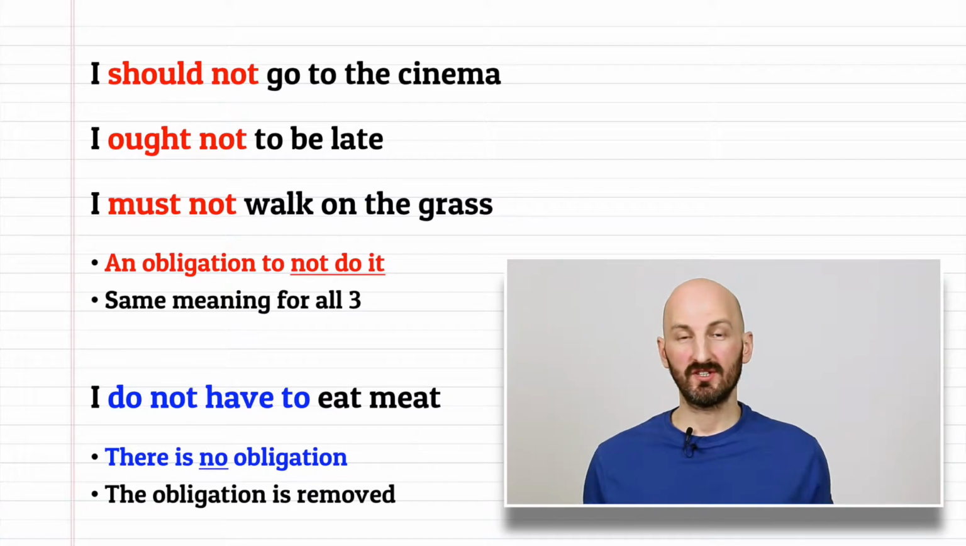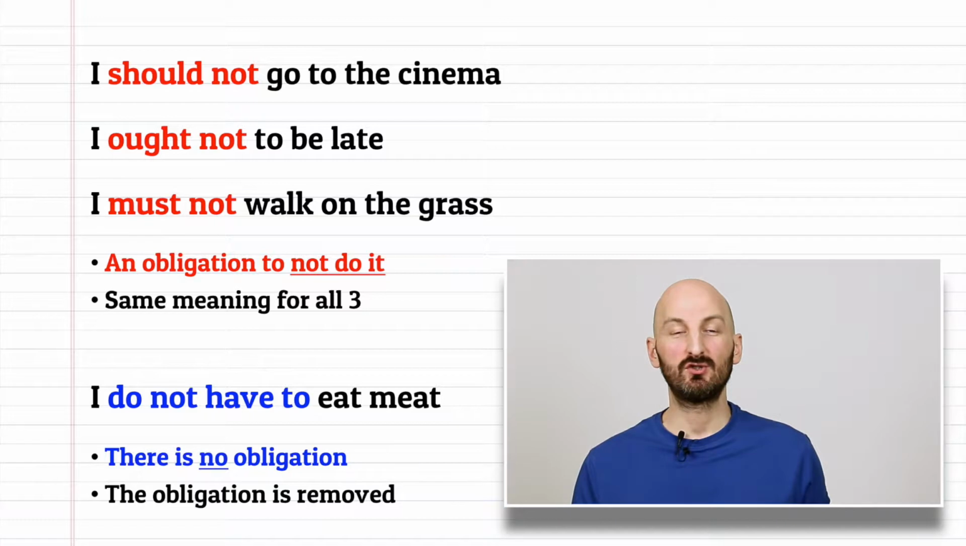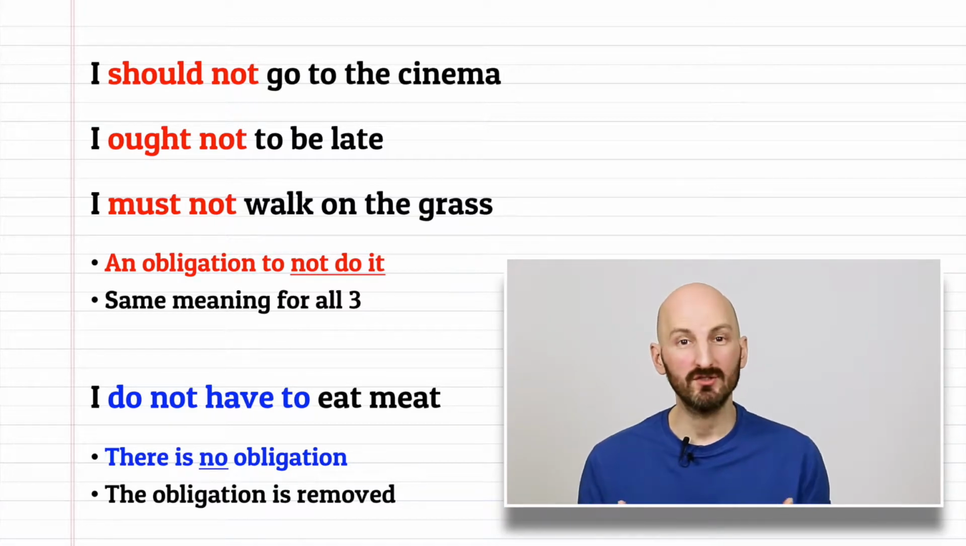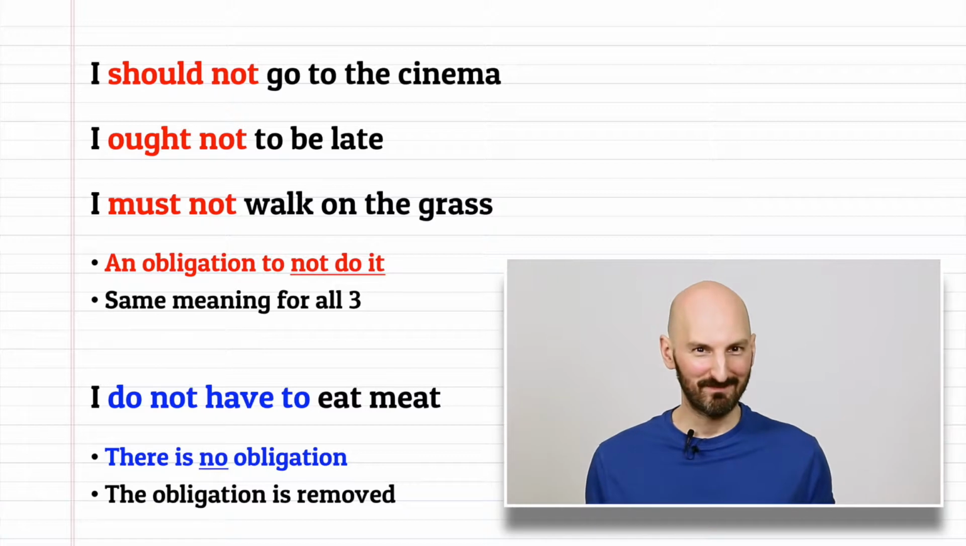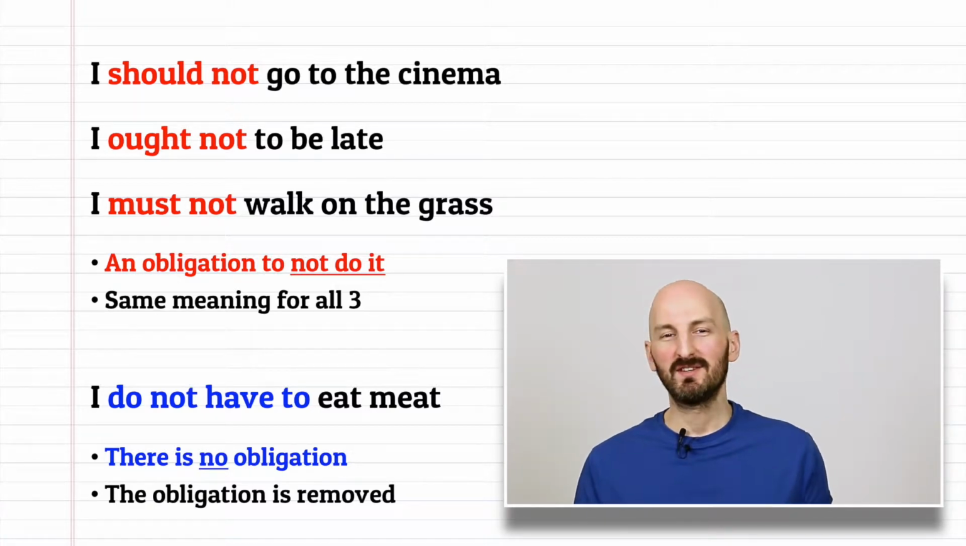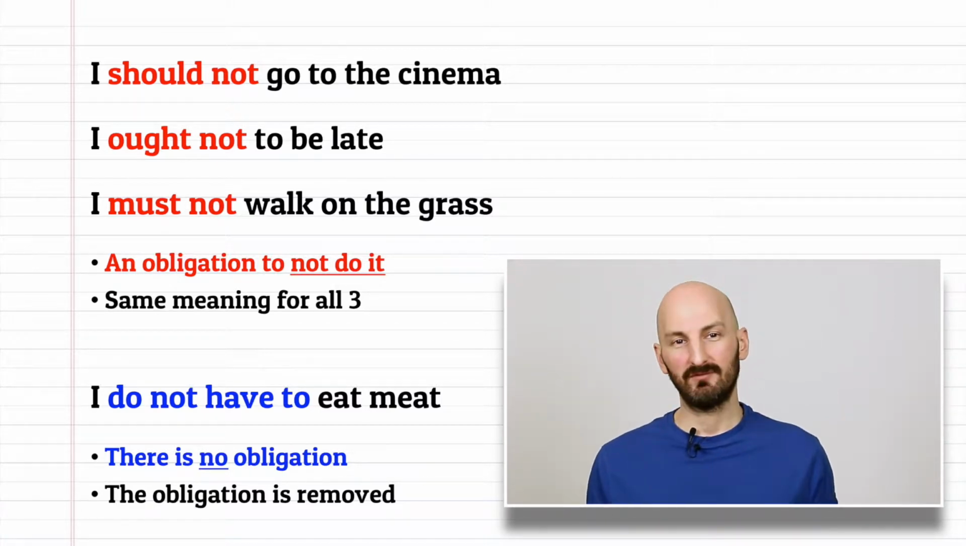I should not go to the cinema. I ought not to be late. I must not walk on the grass. I do not have to eat meat. The first three examples, should not, ought not, and must not, still show obligation, but this time it's the obligation or responsibility to not do something. In these cases, you have an obligation to not go to the cinema, to not walk on the grass, and to be early. Be careful though, there's a big difference with do not have to.